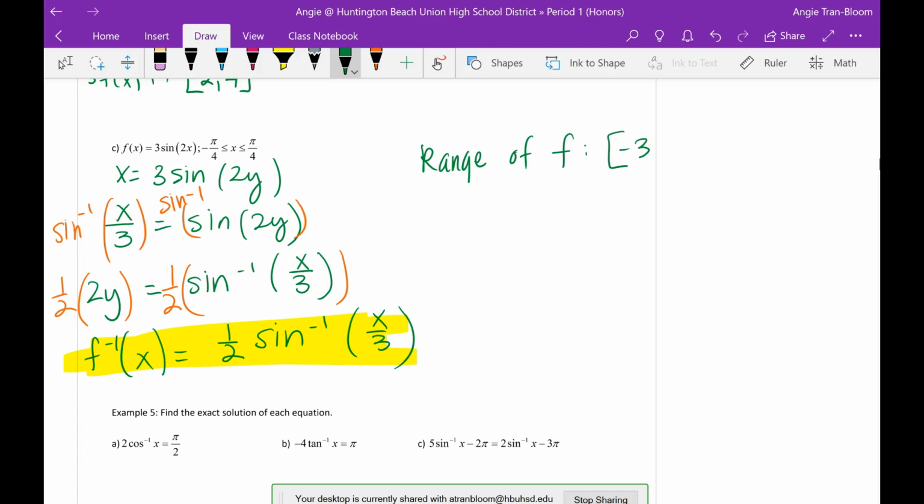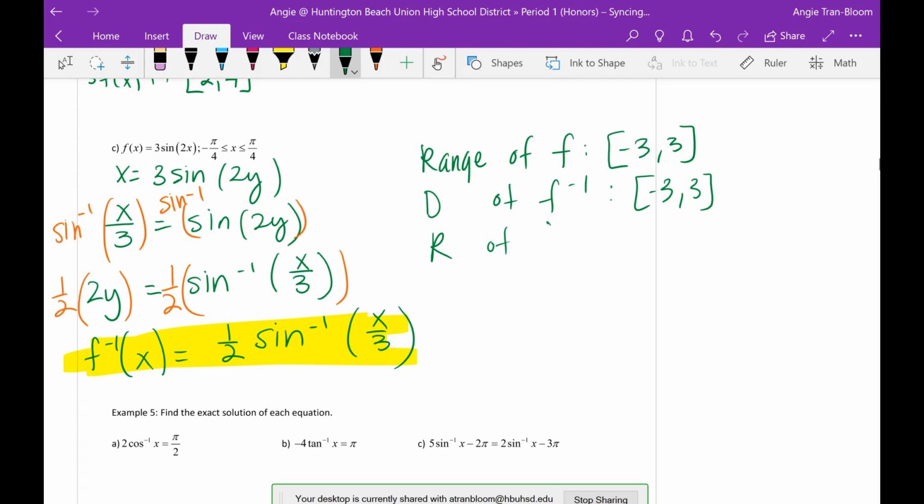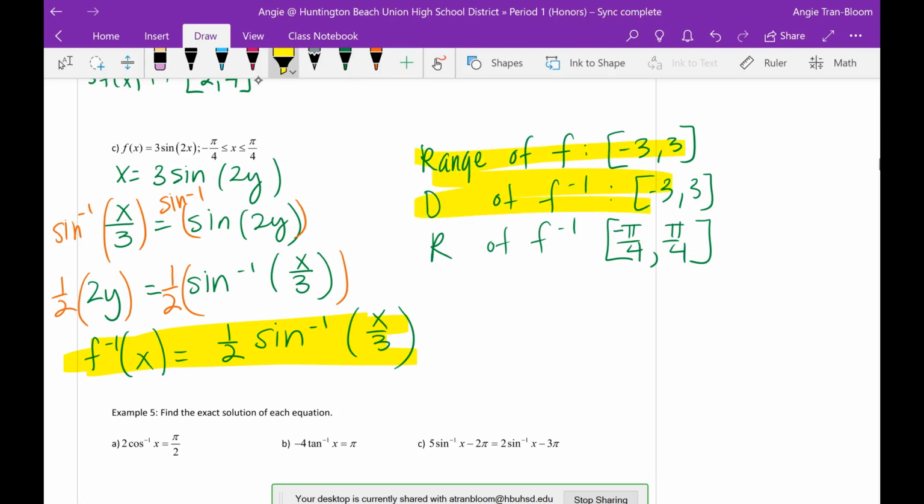So -3 to 3. That means I can easily get the domain of f inverse, right, class? Also -3 to 3. Then I can also get the range of f inverse without any work at all. From where to where? Negative pi over 4 all the way to pi over 4. Who got it all right? Okay, cool.